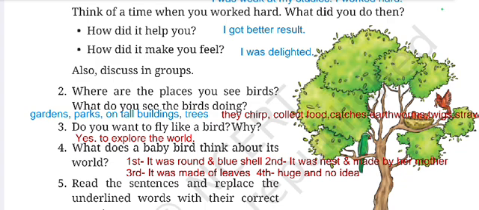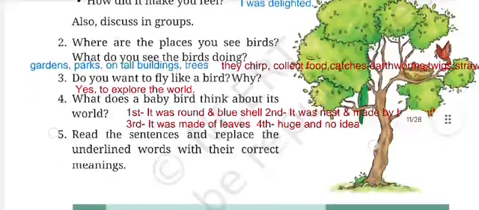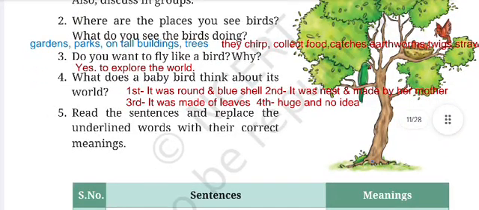Number 4. What does a baby bird think about its world? First, it was round and blue cell. Second, it was a nest made by her mother. Third, it was made of leaves. Fourth, it is used and she has no idea.